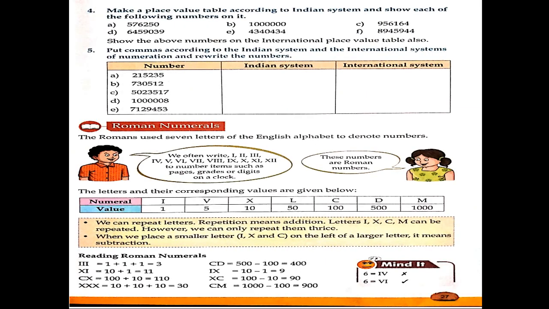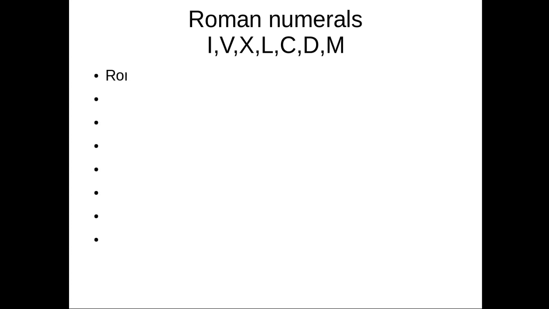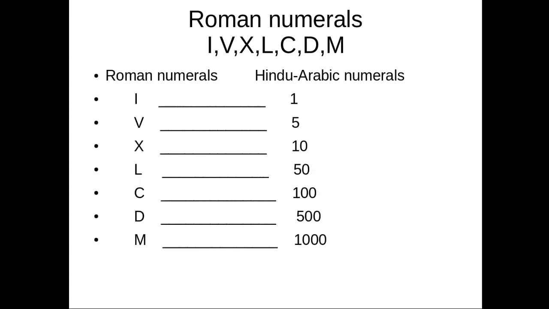Next, see here. Now we are going to learn about Roman numbers. See here, I is equal to 1, V is equal to 5, X is equal to 10, L is equal to 50, C is equal to 100, D is equal to 500 and M is equal to 1000. Okay. Now see Roman numbers I, V, X, L, C, D, M. Now see here Roman numbers and Indian Arabic numbers. Digits are called Indian Arabic numerals and I, V, X, L, C, D, M are called Roman numerals.